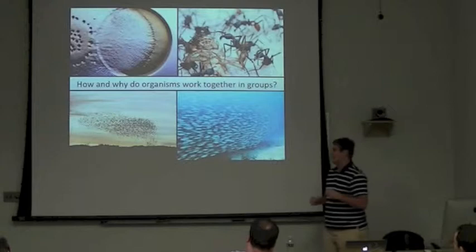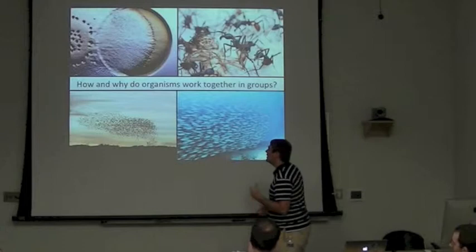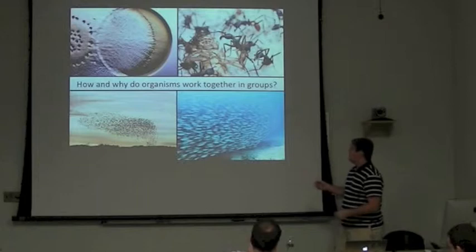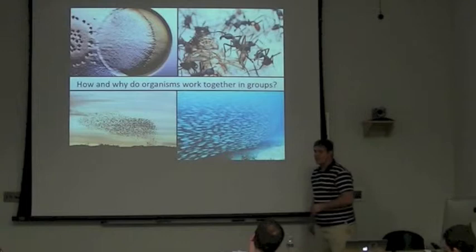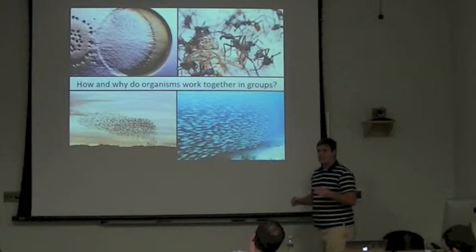So overall, my main research interest has been summarized by this line here. How and why do organisms work together in groups? So for the past year or so, I've focused more on swarming, such as these starlings here or this school of fish here, in response to predation. And when we look through the literature, we know that a lot of animals work together in groups and they swarm as an anti-predator defense, right?